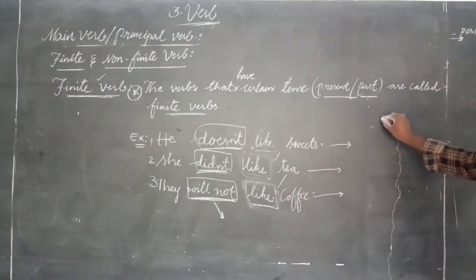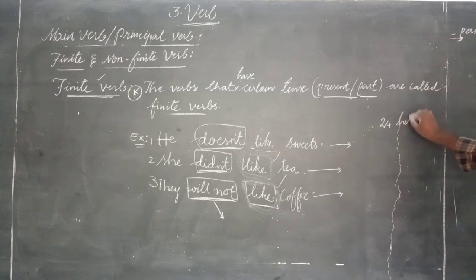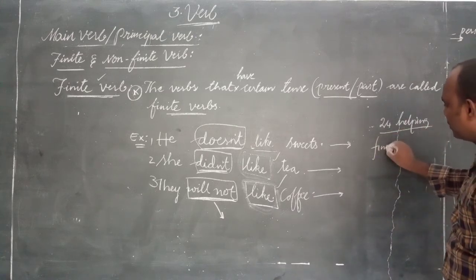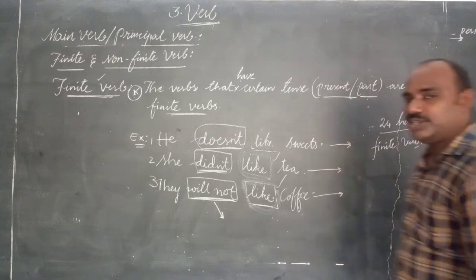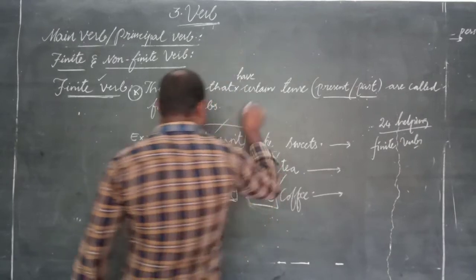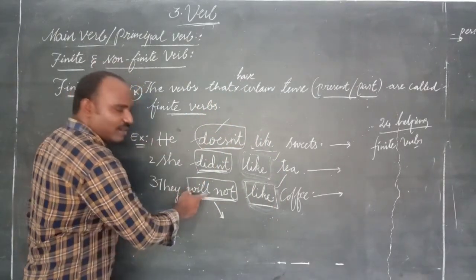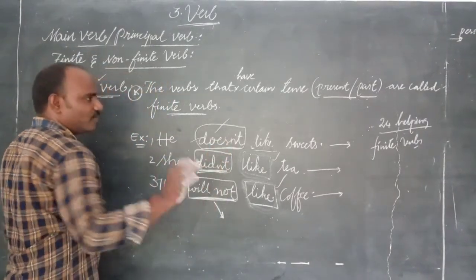Do you remember the 24 helping verbs? The 24 helping verbs are finite verbs. Does is one of the helping verbs, did is one of the 24 helping verbs, will is one of the 24 helping verbs. So these verbs are finite verbs.